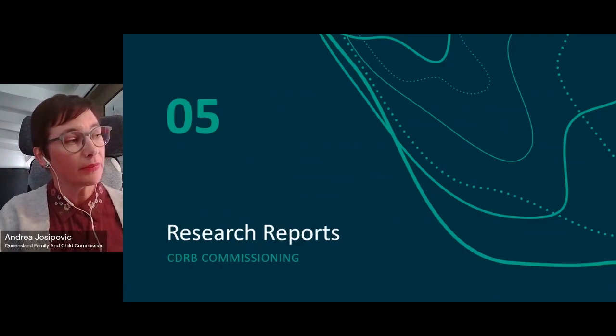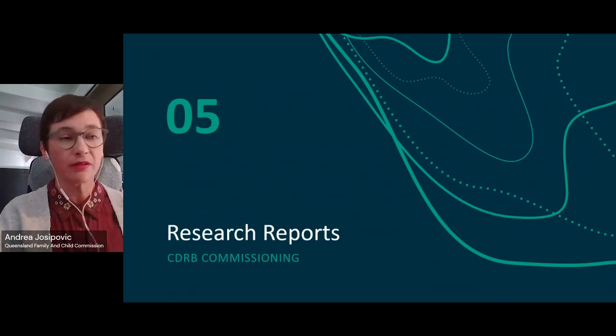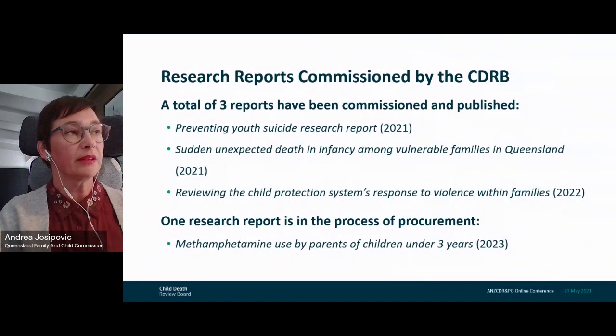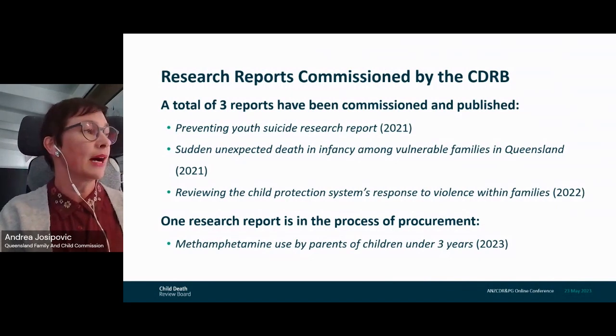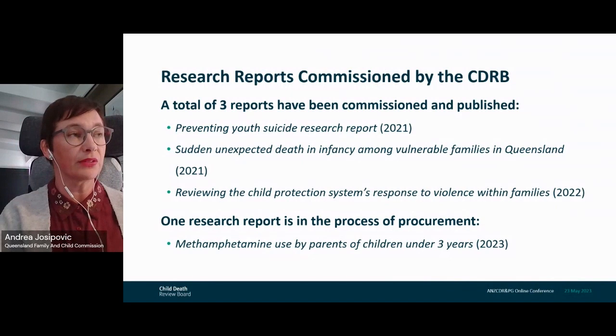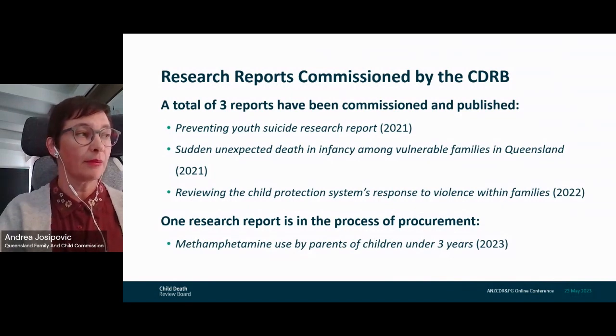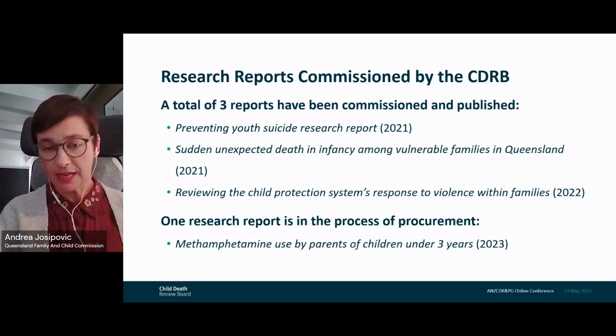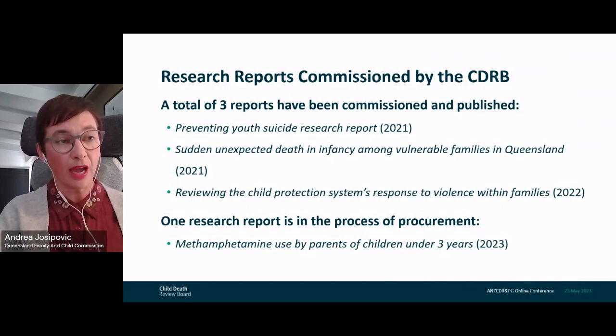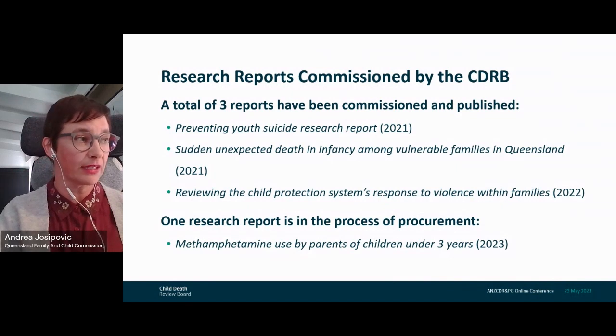Which leads me to the research reports that have been commissioned since 2020 directly by the board. We've got 3 reports that have been commissioned and published, and then there's one that is currently in the process of procurement. The 3 that were published: one on preventing youth suicide, published in 2021. One on sudden unexpected death in infancy among vulnerable families in Queensland, also 2021. And more recently, the domestic and family violence report reviewing the child protection system's response to violence within families, which was published at the end of last year. They're all available on the Child Death Review Board's website, which I have listed in the further reading slide at the end of this presentation.